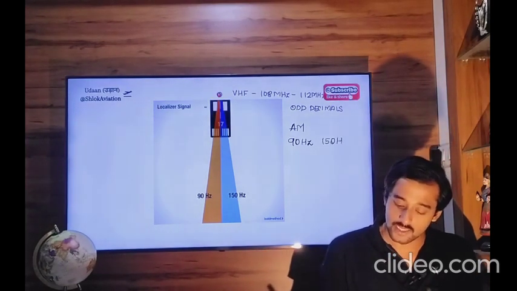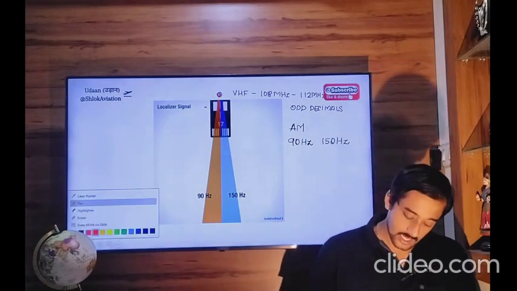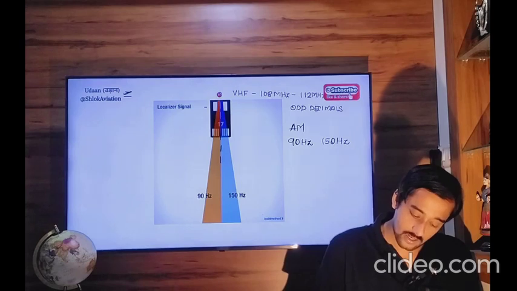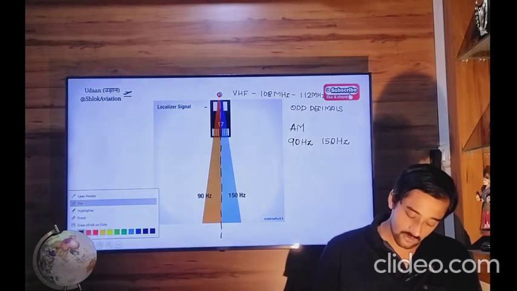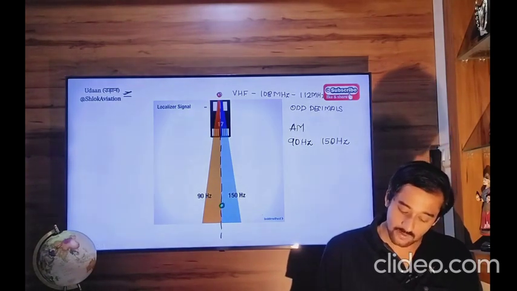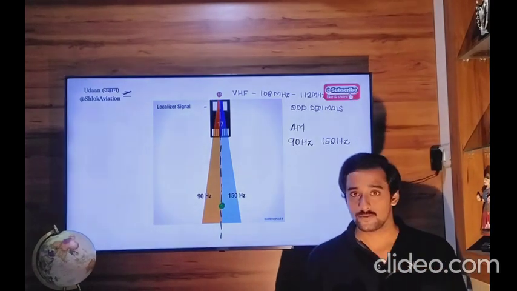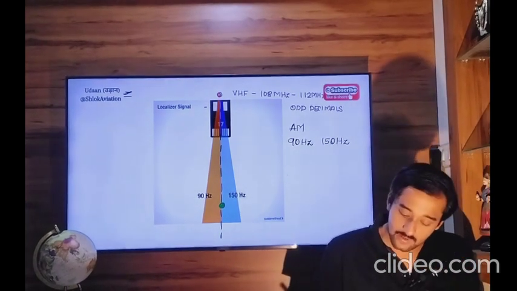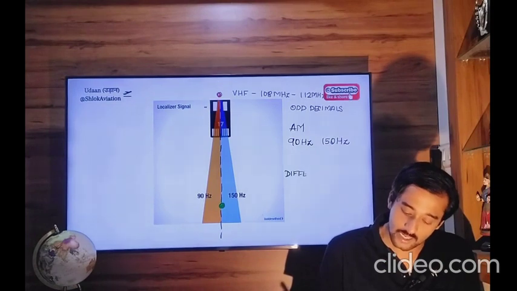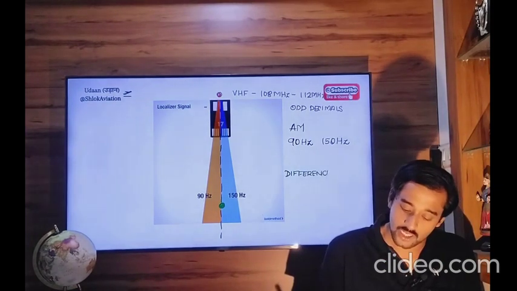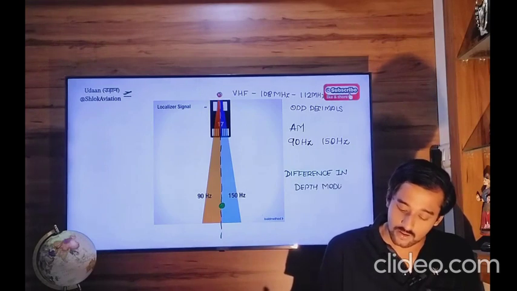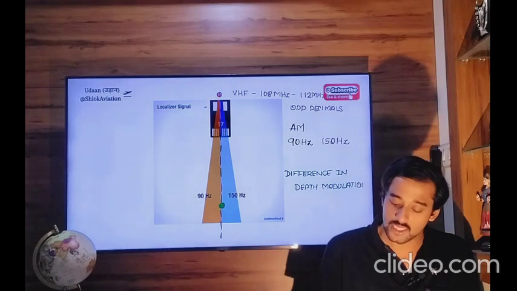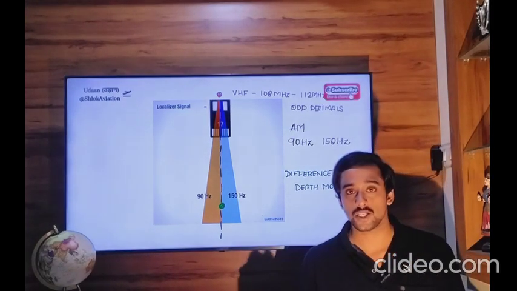and the right side by 150 hertz. When your aircraft is correctly following the extended center line of the runway, it will receive both the 90 hertz and 150 hertz signals equally. We call that difference in depth modulation. The principle of operation is difference in depth modulation. When it is receiving both signals equally, the difference in depth modulation is zero.